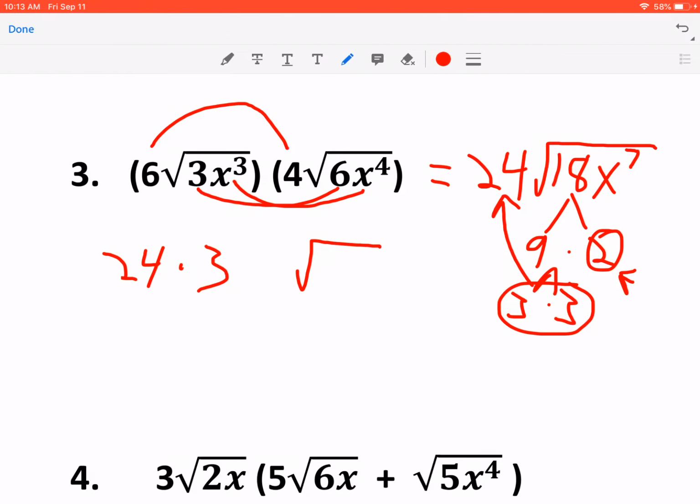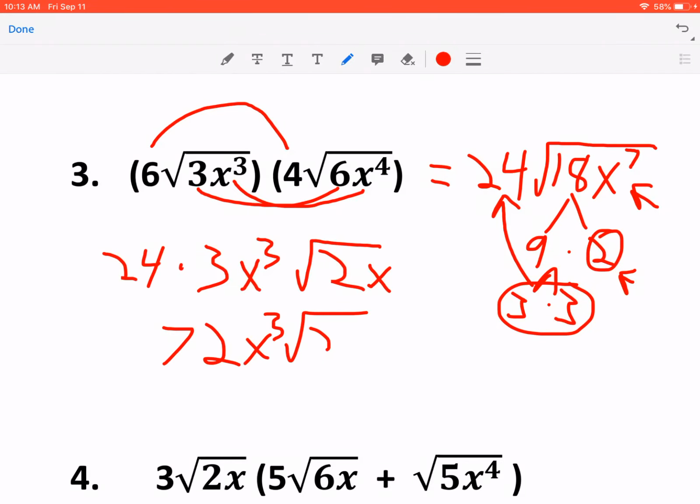On the inside. Now, don't forget, you had 7 x's. You can write the letter x 7 times, but how many pairs can you get out of 7? You can get 3 pairs, because that gets you up to 6. But then where does the single x have to go? Back in the house. Now there's your answer, except you can do better than 24 times 3. What is 24 times 3? 72. So it's 72 x to the third radical 2x.